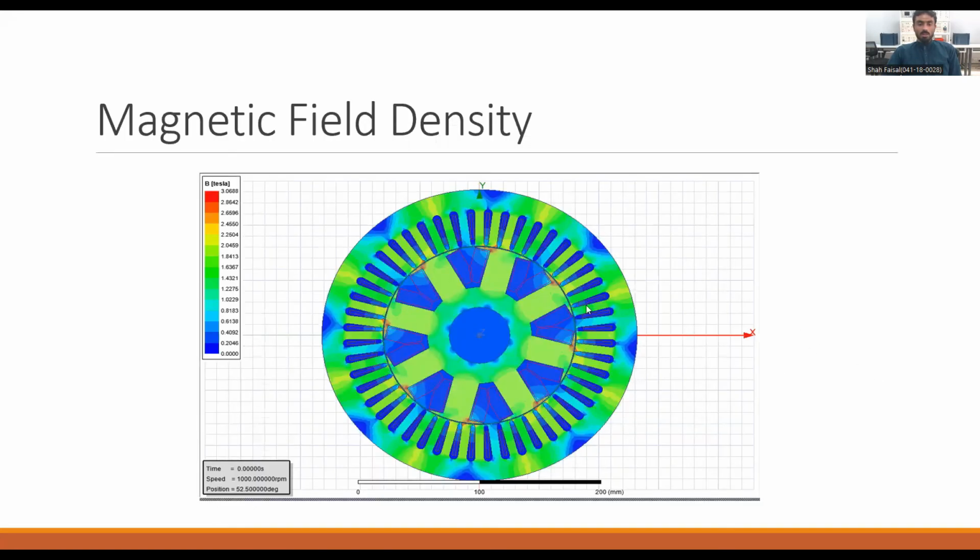Magnetic field density is the flux flowing per unit area. These are the different values that show the magnetic field density. The blue area shows that the magnetic flux passing through that area is almost zero, or not passing there.